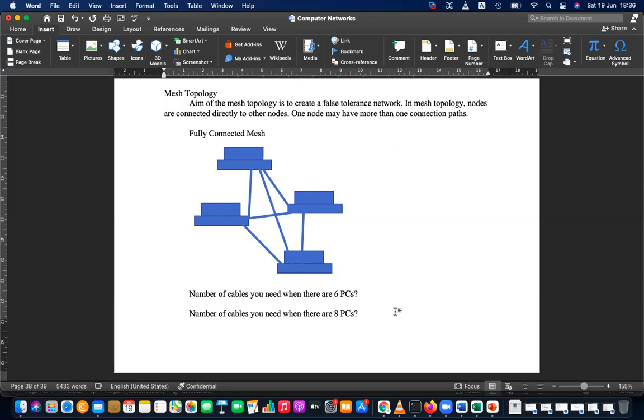6 computers. How many cables? Every computer should be connected to every other computer. That is the logic. Every computer should be connected to every other computer. What if the number is 6 and what if the number is 8? 16 for 6 PCs. 15 for 6 PCs. No, sir, 16 cables. Then for 8?